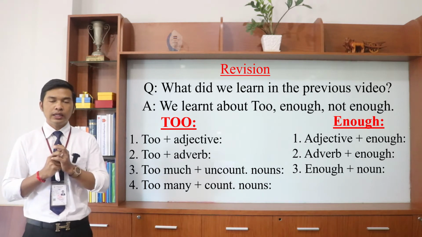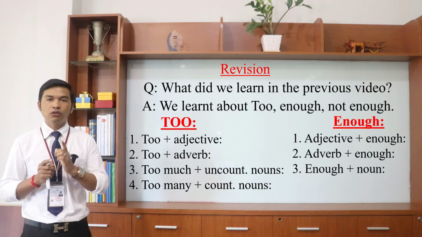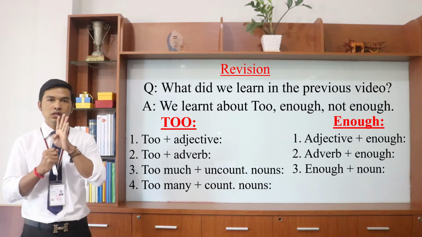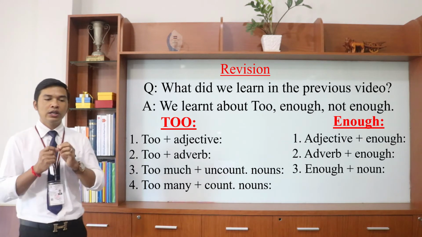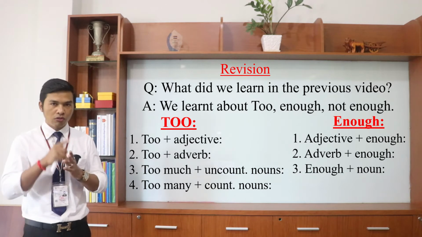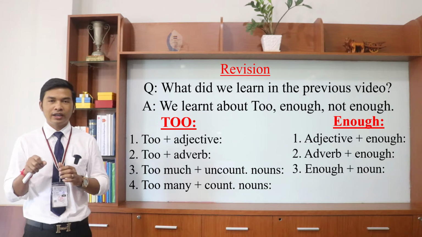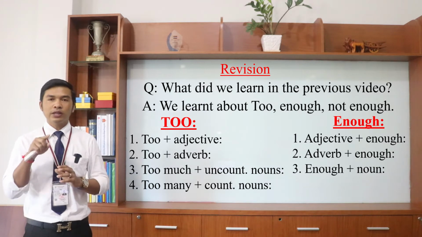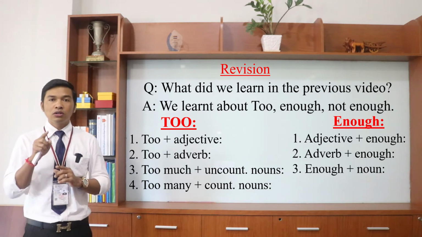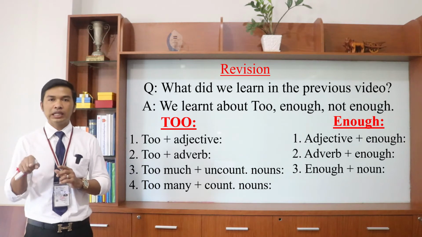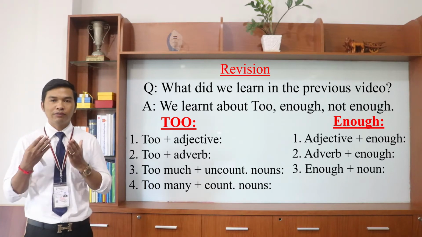Right, so let's get started with the rules of too. There are 4 rules. Number 1, when you want to use too, first rule, too plus adjective. For example, too short. And rule number 2, too plus adverb. For example, too fast or too quickly. Quickly is an adverb, so you have to use too.